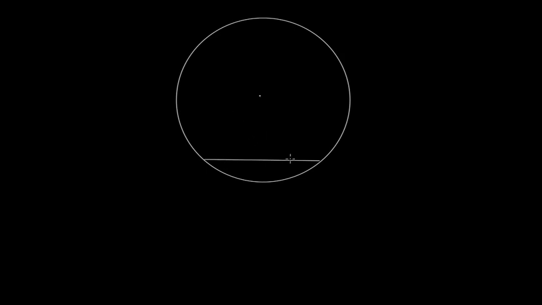And the difference between this line and the diameter is this one doesn't pass through the center of the circle, but the diameter passes through the center of the circle. So this line is what is known as a chord. And we said a diameter divides the circle into two equal parts known as semicircles, while the chord divides the circle into parts known as segments. So this is a segment, and so is this one.